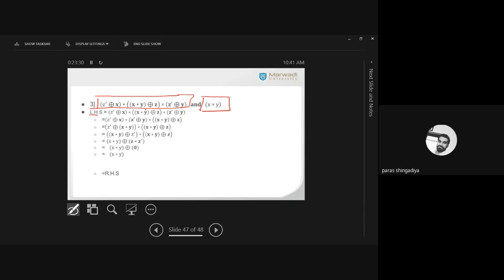So in this first and last bracket, just check that z' ring sum x is there in the first bracket, and in the last bracket there is z' ring sum y. It means one variable is common, z' is common. Remaining two are different. Clear? So here we can apply some procedure, some rules, to derive the next step.